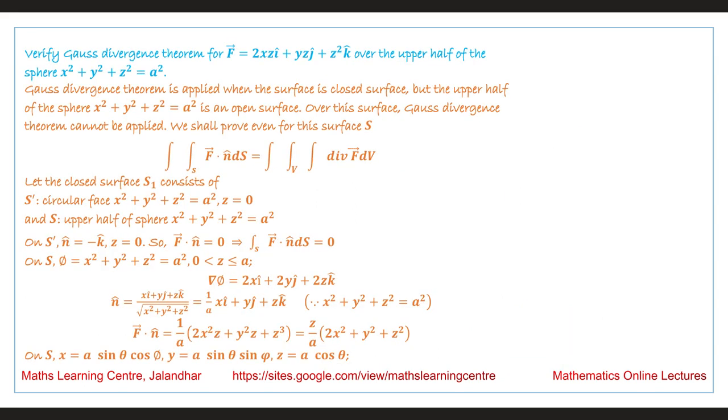Now next we have: verify the Gauss divergence theorem for f vector equal to this function given, over the upper half of the sphere x square plus y square plus z square is equal to a square.